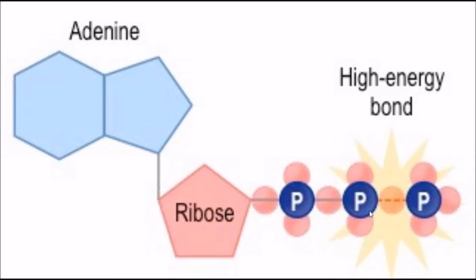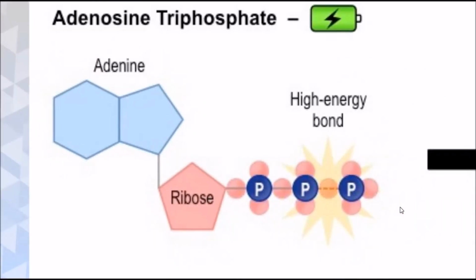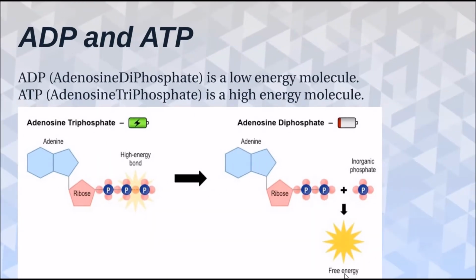The bond between the second and the third phosphate group has a high amount of energy, and when you exercise, this bond breaks and this energy is released as free energy. So all the energy that was trapped in that bond gets released as free energy, and you're left with ADP, which is a low energy molecule, and an inorganic phosphate.